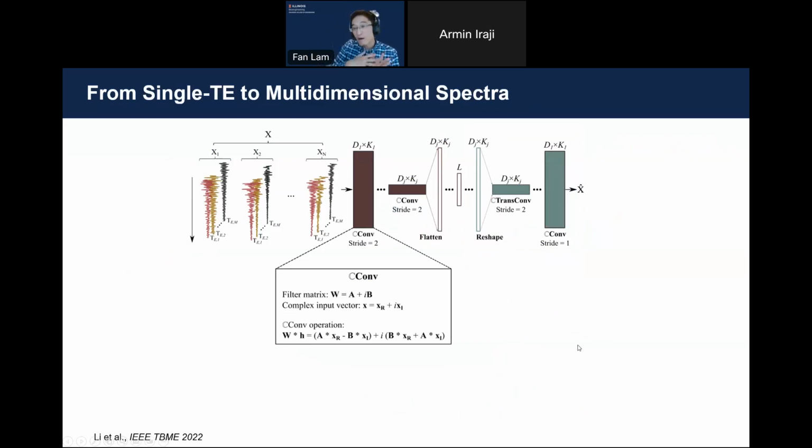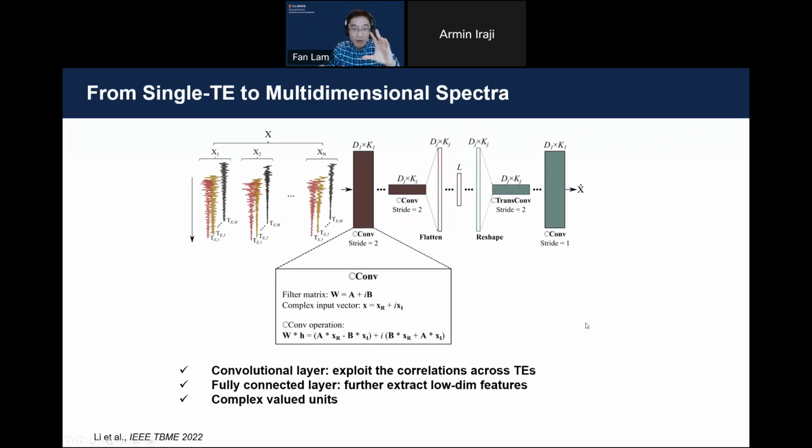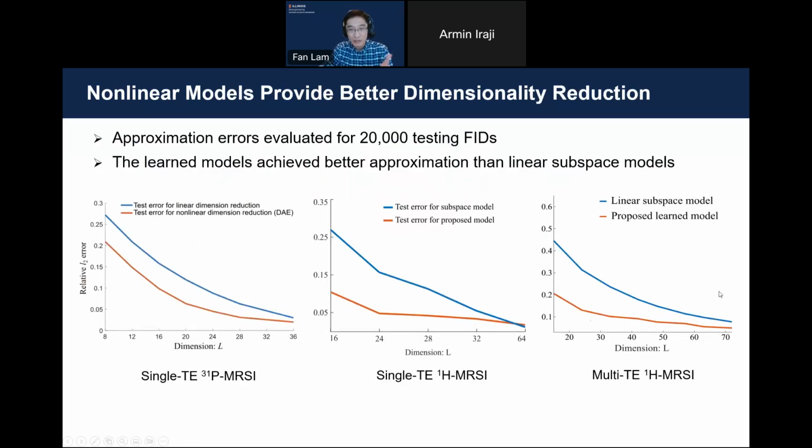And if you want to extend to this multi-dimensional spectroscopy acquisition, you need to tailor the network structure a little bit, including some kind of convolution layer to help you further explore both the time and across-parametric dimension correlation, such as TE. And because the dimension is much higher, we can't just use the fully connected layer, and we need to also handle the complex value carefully. So we extend this to a complex value neural network, combining both convolution features and some kind of auto-encoding fully connected layers, which allows us to really identify a very powerful nonlinear low dimensional representation.